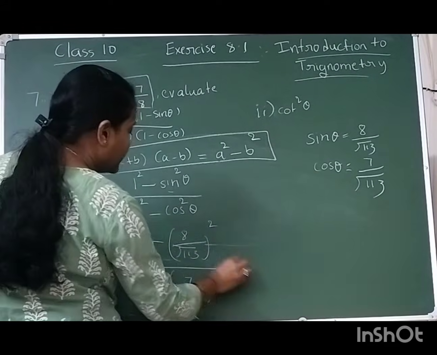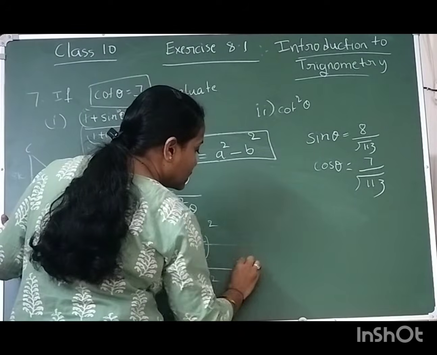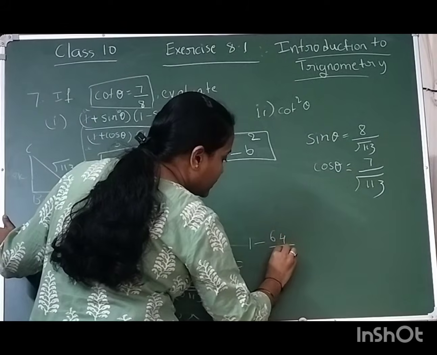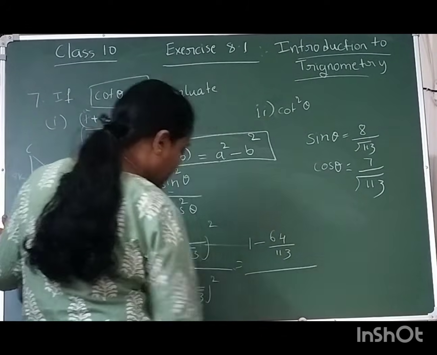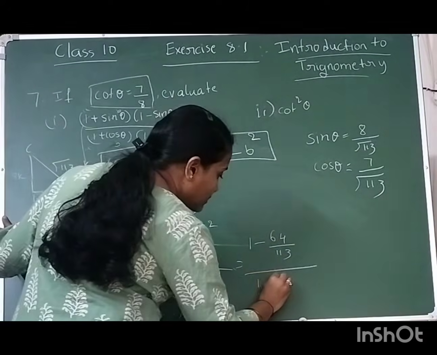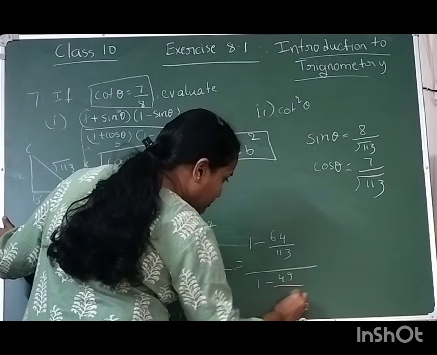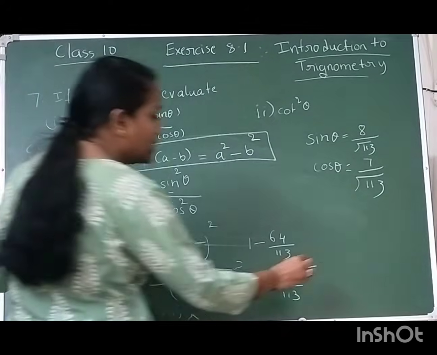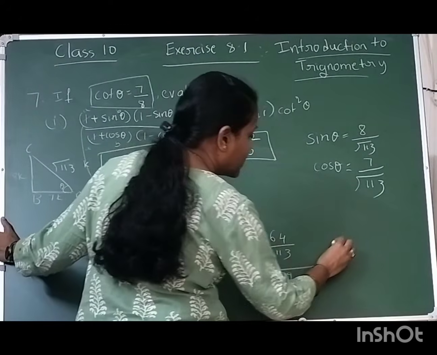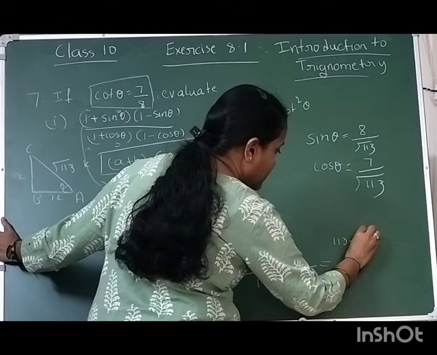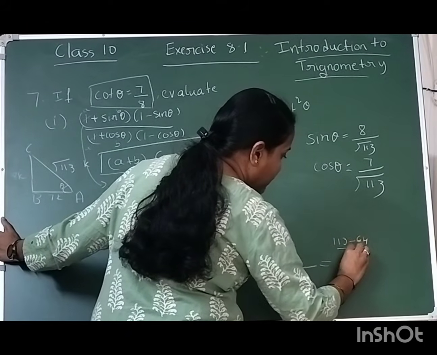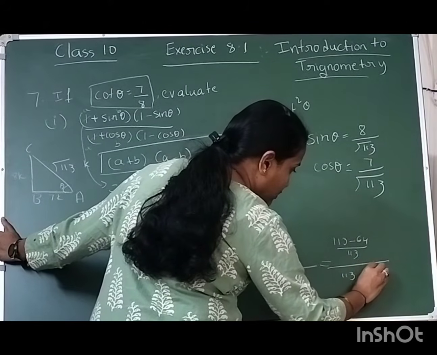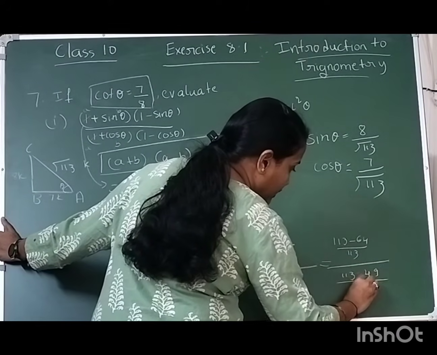So we'll open the squares. So 1 minus 8 square is 64 and root 113 square is 113. Similarly, in the denominator we'll get 1 minus 49 by 113. Next, by taking the LCM of 113 in the numerator and denominator separately, we'll get the equation 113 minus 64 divided by 113 in the numerator, and 113 minus 49 by 113 in the denominator.